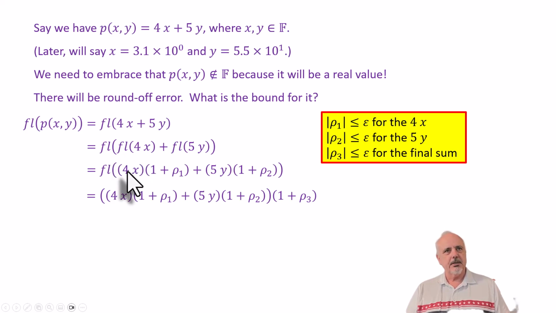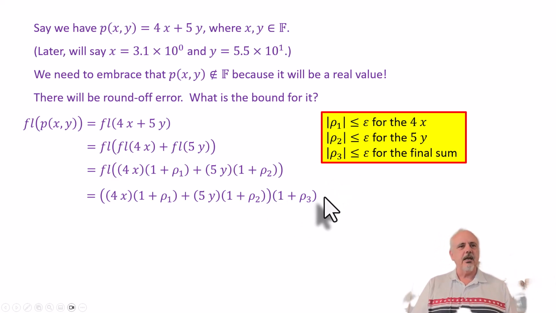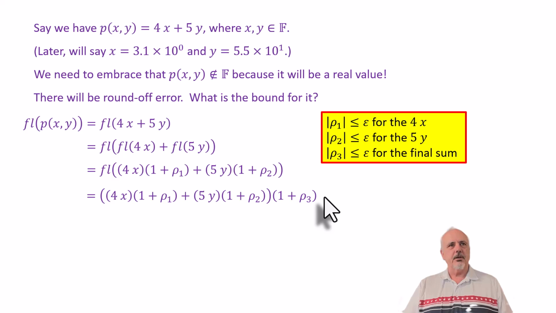So I know it's equal to 4x times 1 plus rho 1, where my rho 1 is taking care of the round off error for that operation. I need to substitute for float of 5y, so it's going to be 5y times quantity 1 plus rho 2, where my rho 2 takes care of my 5y. And then I'm going to float the sum of those two, which is going to be that whole thing in the parens times 1 plus rho 3, because rho 3 is going to take care of that final sum.